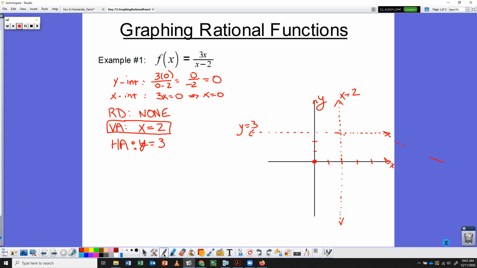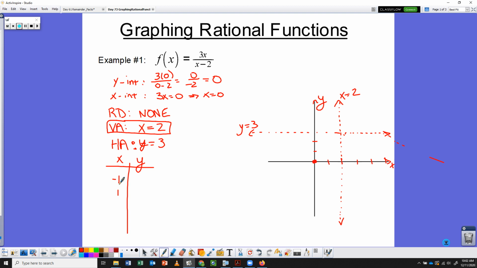All right, next. So that was steps 1, 2, 3, 4. All right, 5. We want to make a chart. And in this chart, we want to pick some x values that are from both sides of our vertical asymptote. So our vertical asymptote is at 2. So I would want to pick some numbers that are smaller than 2, like 1 and maybe negative 1. And if you're wondering why I am not picking an x value of 0, well, we already know at an x value of 0 that our y-intercept was 0. So we actually already have that point on our graph.